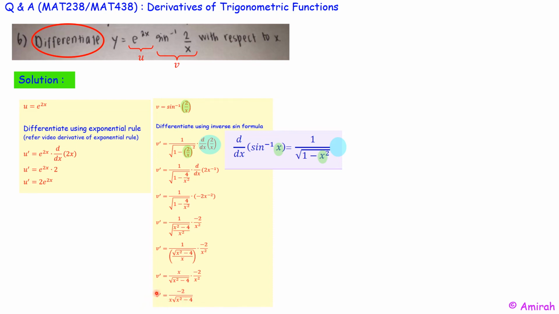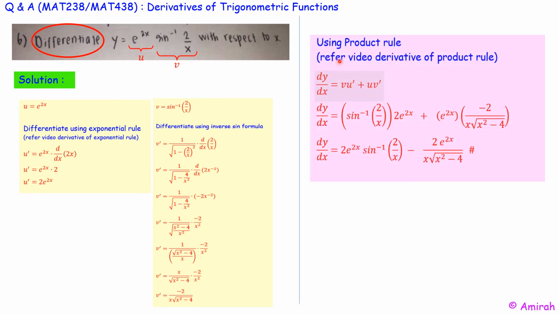Ini kita punya v prime after simplify. So dapatlah macam ni. Okay, ni kita punya v, ni kita punya v prime. Ini kita punya u, ini kita punya u prime. Okay. Okay, after we find u, u prime, v and v prime, so we can use product rule formula, right? So using product rule formula, dy over dx equals to vu prime plus uv prime.